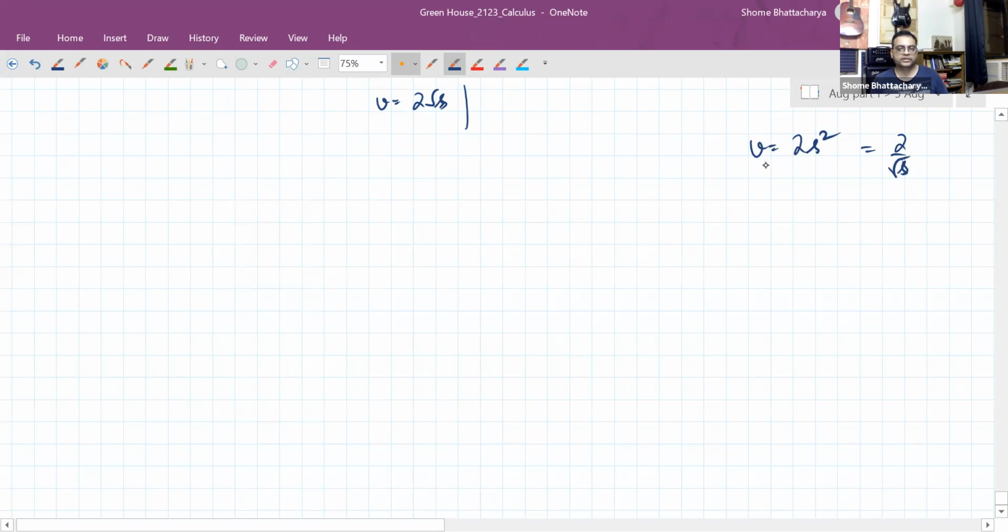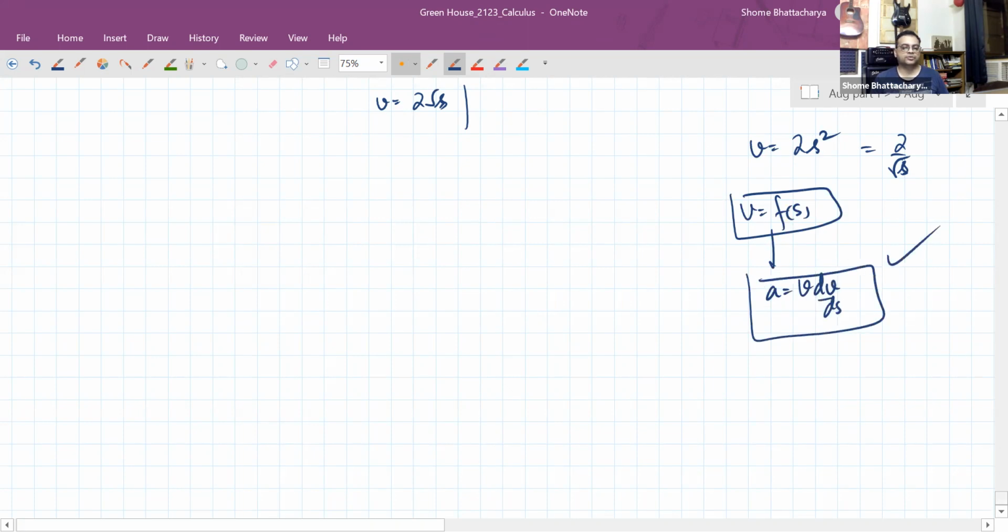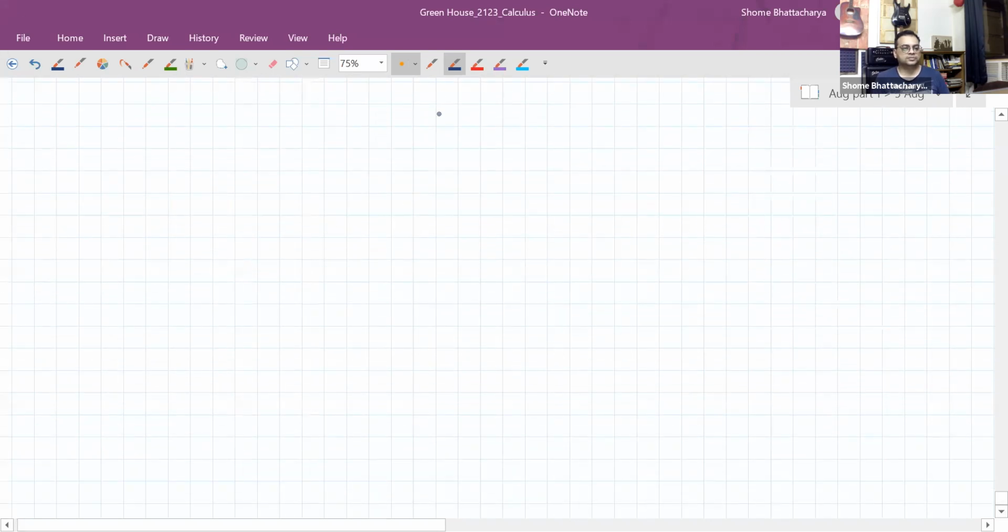We would have got variable acceleration. But the method is the same. Whenever v is given as a function of s, we use this relation that acceleration is equal to v dv by ds. So this is a method that we use. Okay, so that is the point of this.